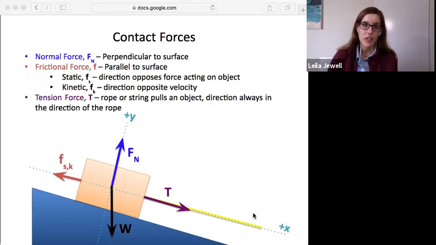In the next two sections, we'll look at how we can apply each of these forces along with Newton's laws in order to solve some problems.